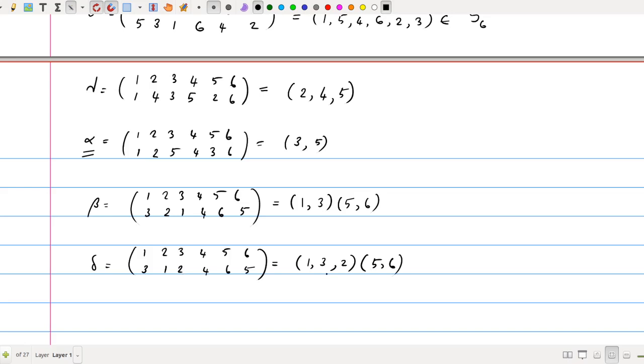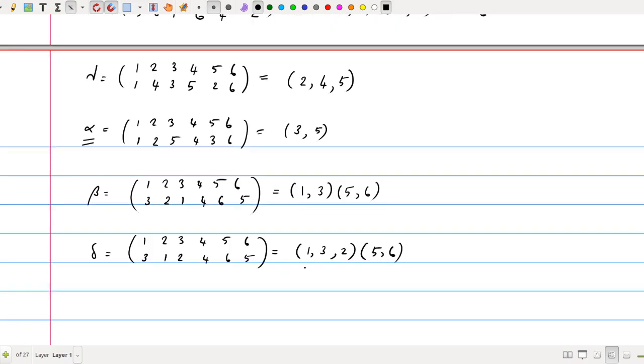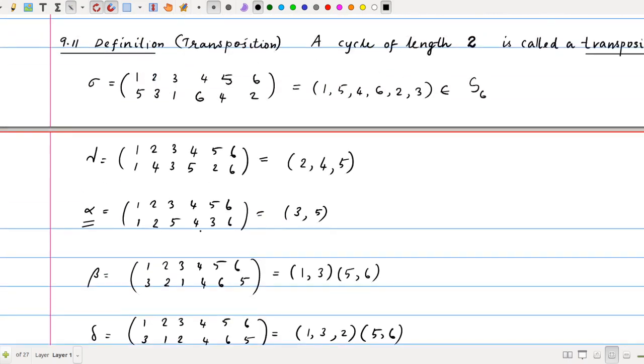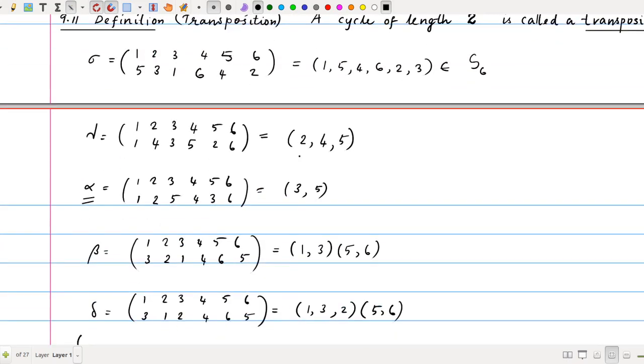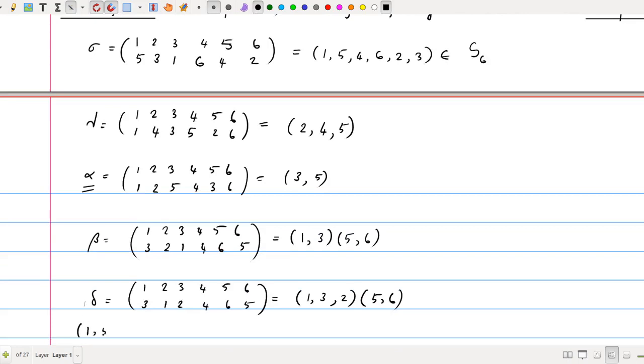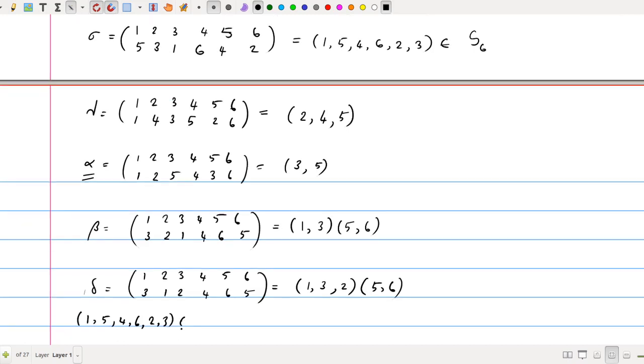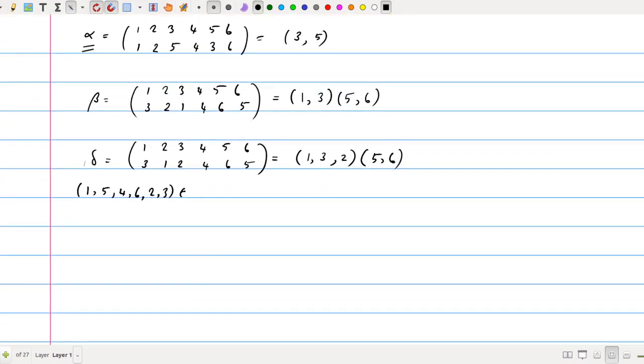So this is a 3-cycle times a 2-cycle. Disjoint cycles (1 3 2) into (5 6). Okay, so any permutation can be written in this manner in Sn. So once you have a cycle, I'll write the symbol for a cycle. First of all, we can take the first example, (1 5 4 6 2 3). So this is a cycle in S6.